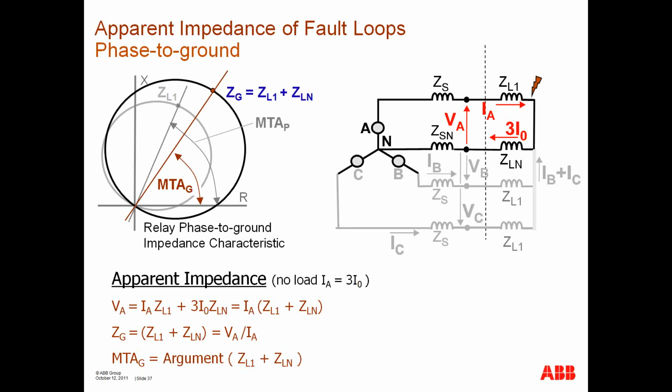So my angle will be modified, as well as the size of the circular characteristic. My ZG is my ZL1 plus ZLN. Well, we normally do not set the relay in terms of Z0. We set it in terms of Z1 and a KN factor or a K0 factor.